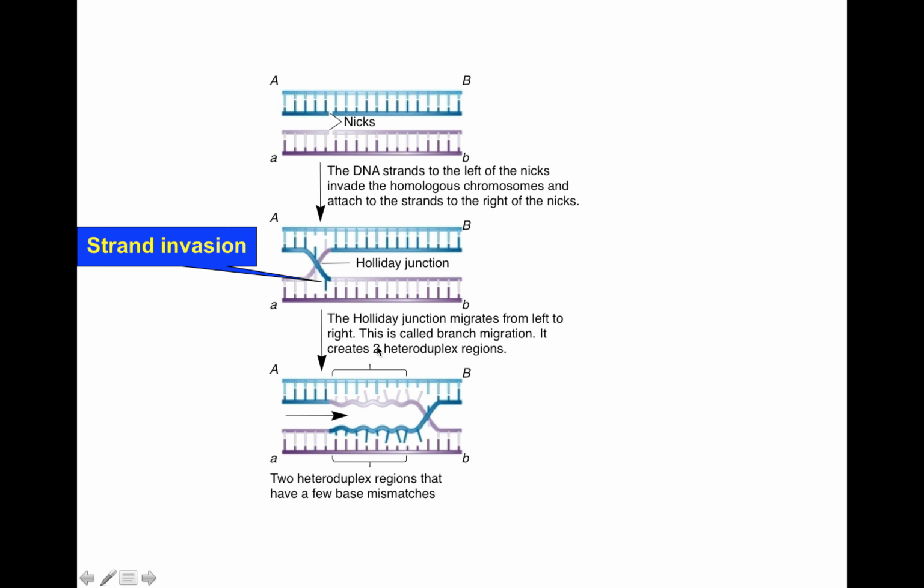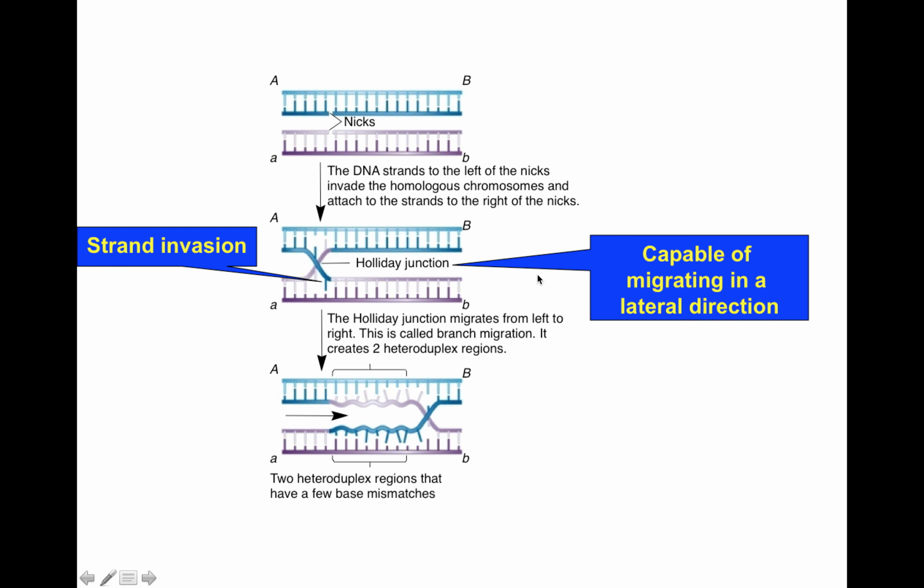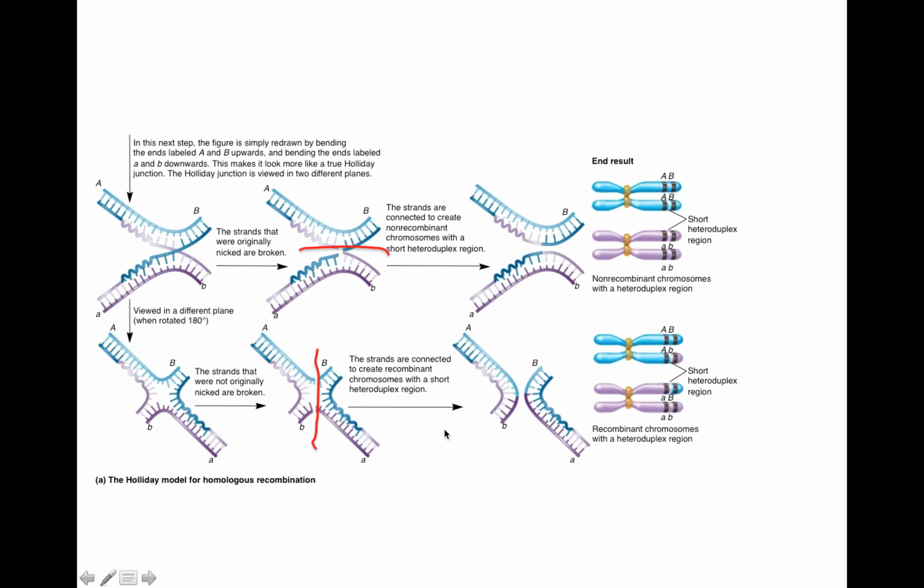Strand invasion is something that we saw from DNA repair mechanisms. And the Holliday junction is capable of migrating laterally. So here we've seen it migrate in this direction here. It's also called branch migration. After the branch migration is completed, you need to resolve the junction, in other words, break it.